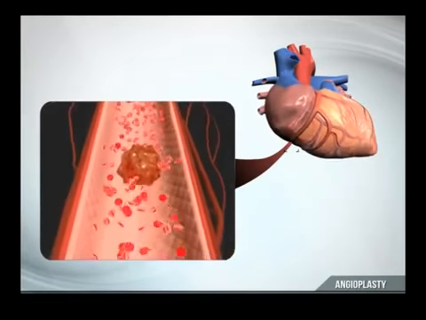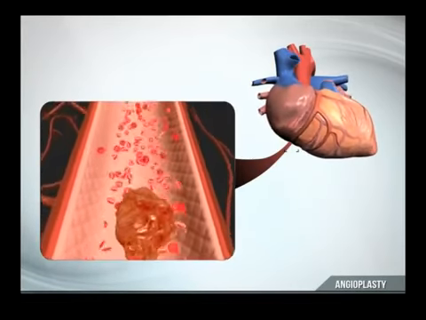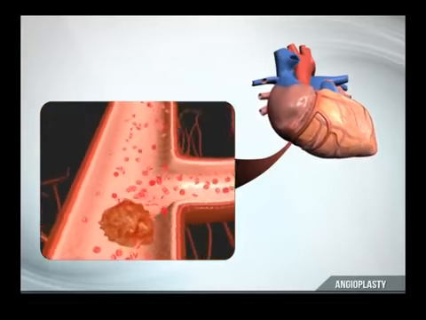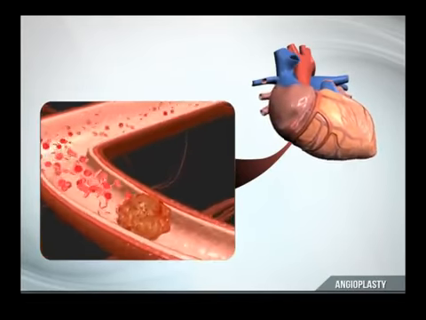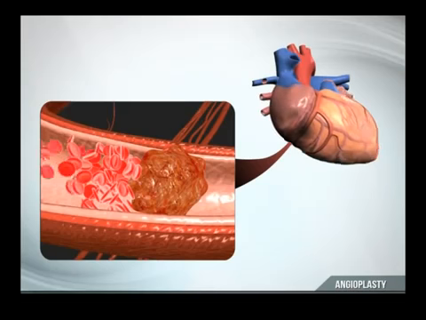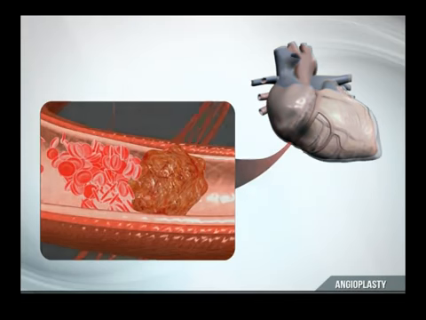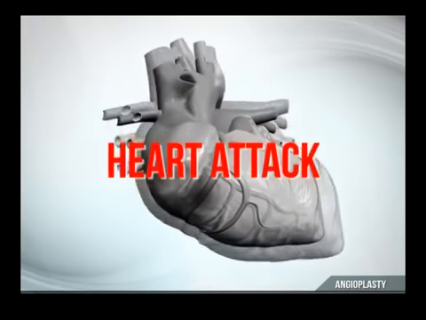When arteries are narrowed in excess, or when a blood clot forms on the plaque, the artery may become completely blocked, causing death of a part of the heart's muscles. This is known as a heart attack.